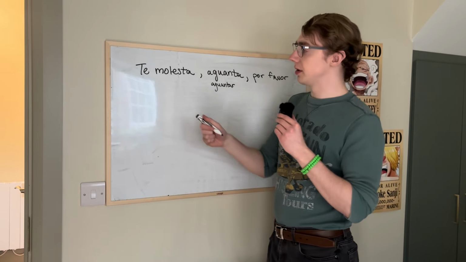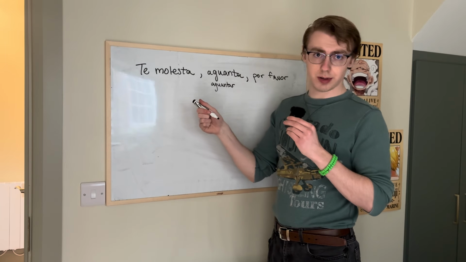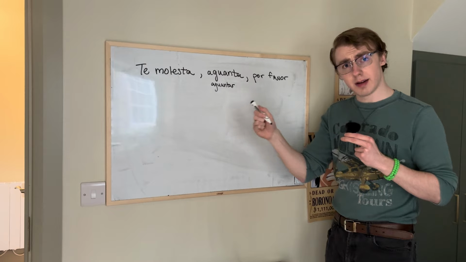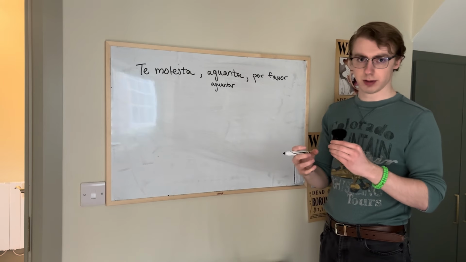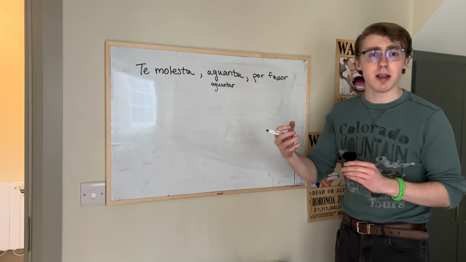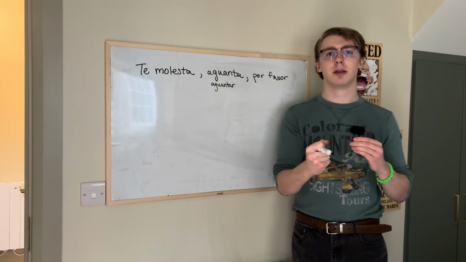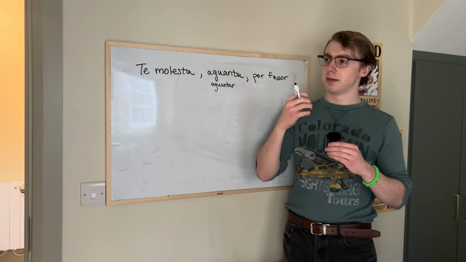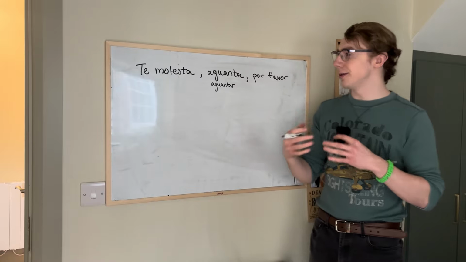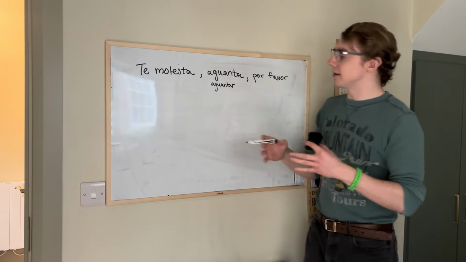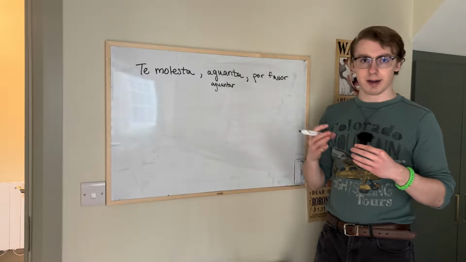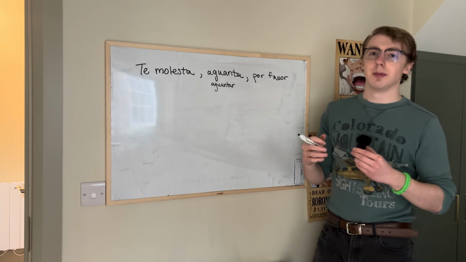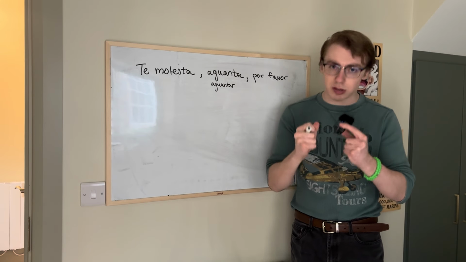Next little verse. Te molesta. It annoys you. Aguanta. Aguantar is to hold on or to endure. So here, aguanta is hold on. And now again, it's not subjunctive. It's a command. It's essentially a demand. It's not so, aguanta, but it is a little more direct. Hold on. Por favor, please. So he's saying it annoys you, but please, just hold on.